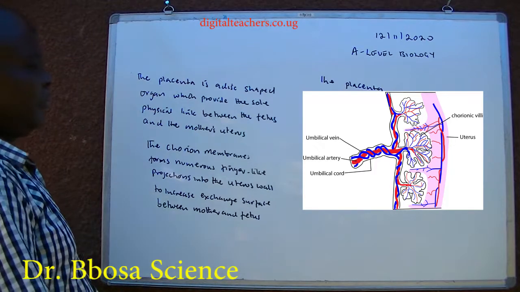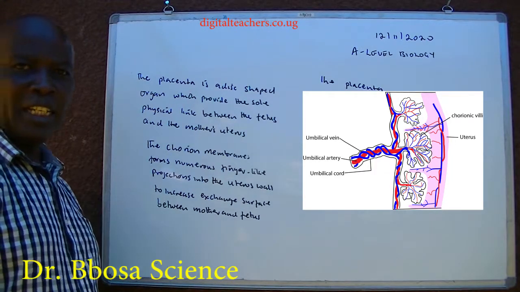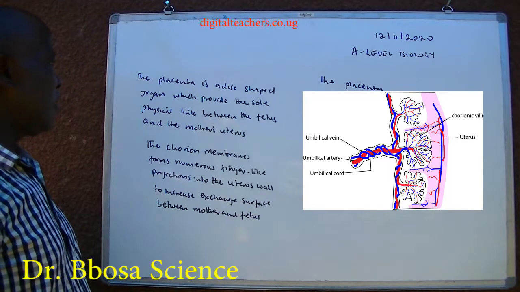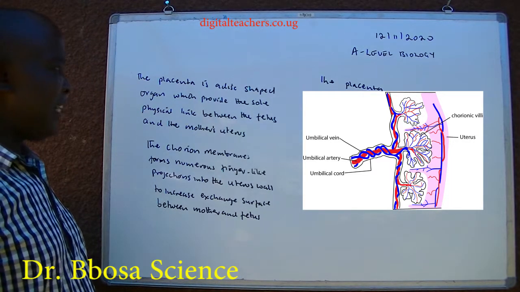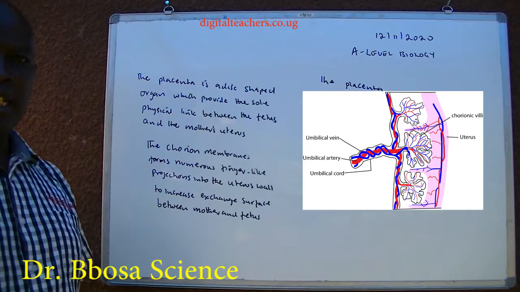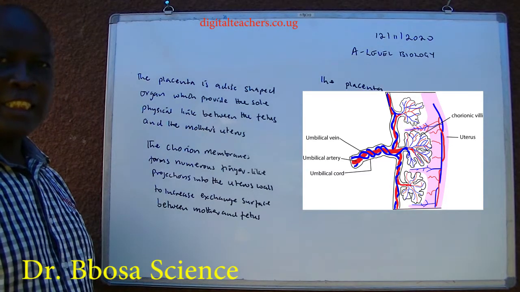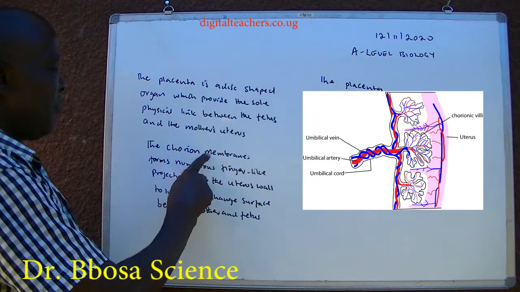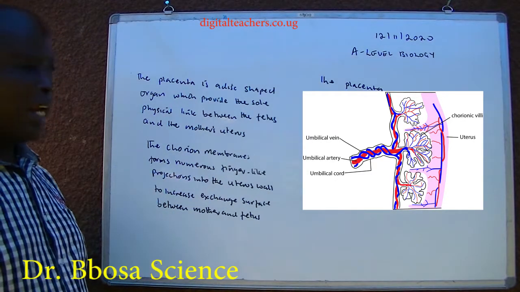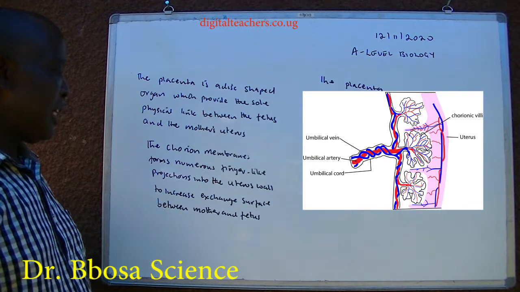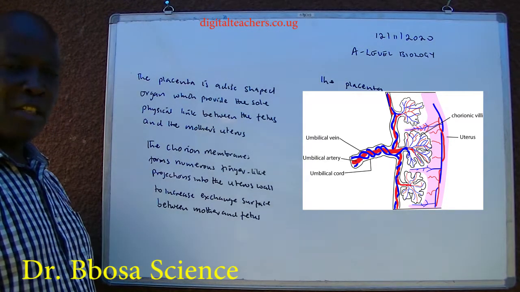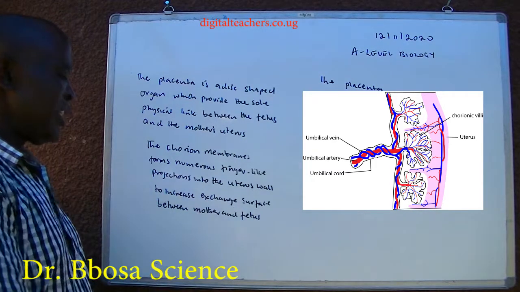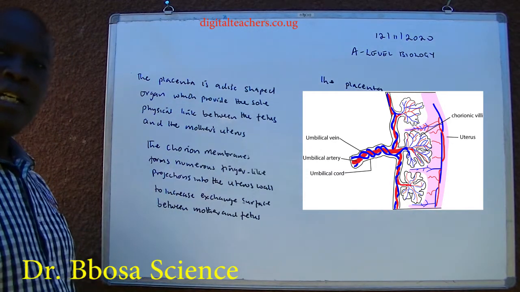The placenta. A drawing of the placenta is shown below. The placenta is a disc-shaped organ which provides the sole physical link between the fetus and the mother's uterus. The chorionic membrane forms numerous finger-like projections into the uterus wall to increase the exchange surface between the mother and the fetus.